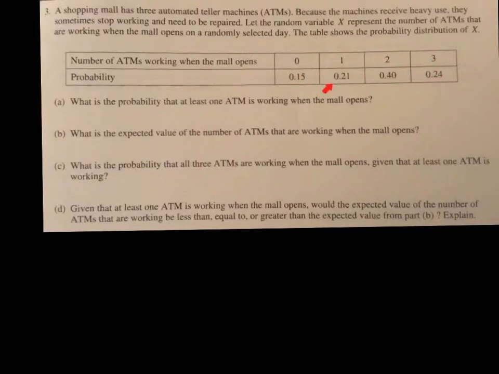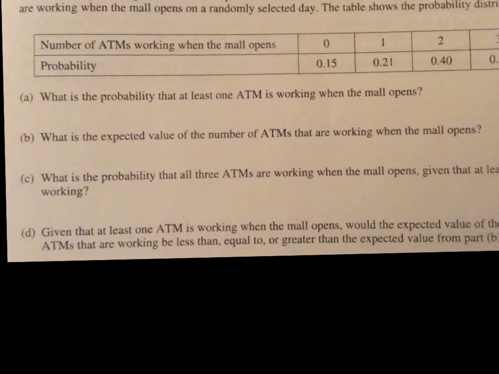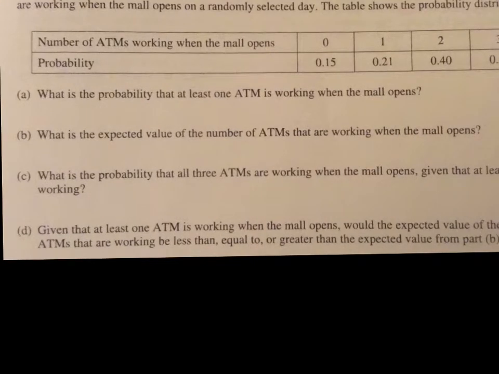Here are the probabilities. If this is a probability distribution like they say it is, this should add up to 1. So I'm just going to verify that quick. 0.15 plus 0.21 plus 0.4 plus 0.24 is 1. So that's good. Part A asks, what is the probability that at least one machine is working?